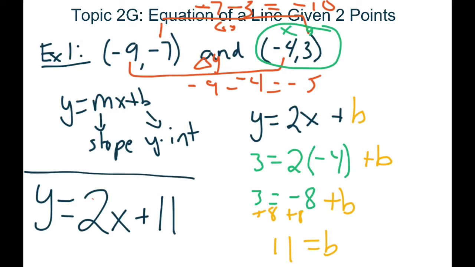Okay? So there is the equation given 2 points. This is the equation that will go through both of these coordinates. Okay? This is the line that if you graphed it, it would go through exactly these two.